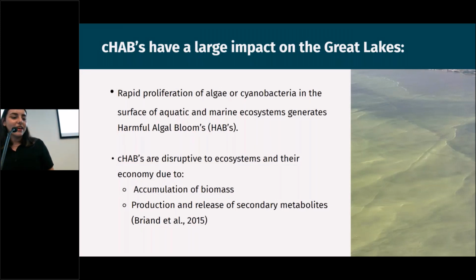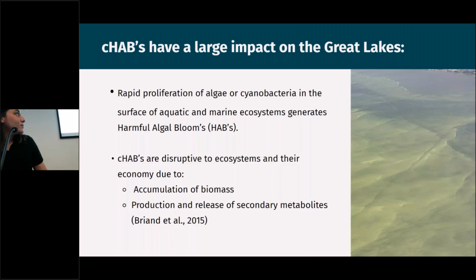So I think that we've heard a lot about how important harmful algal blooms are within the Great Lakes. These are basically caused by the proliferation of algae or cyanobacteria in the surface of aquatic, but also marine environments. And they're casually called HABs. Specifically within Western Lake Erie, we have the concern of the CHABs, or cyanobacterial harmful algal blooms. These are disruptive to the ecosystem because they can create a big accumulation of mass that affects light penetration, oxygenation, and various chemical and physical factors of the lake, but also more specifically because of the production and release of secondary metabolites. We often hear about the toxins and the water quality of the region.